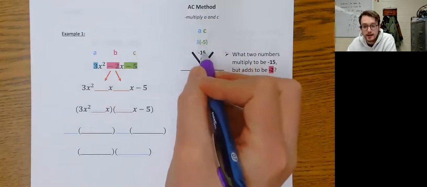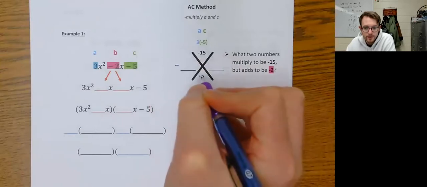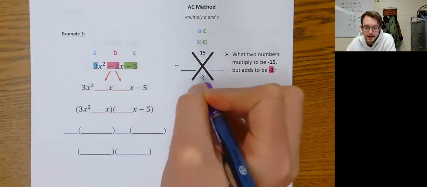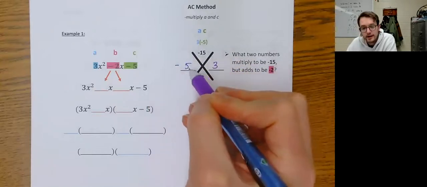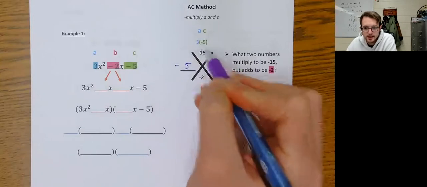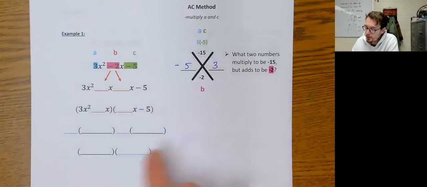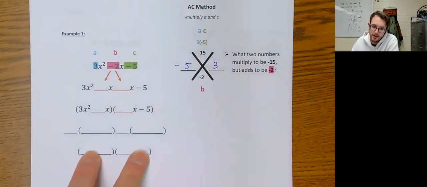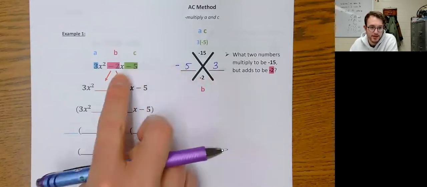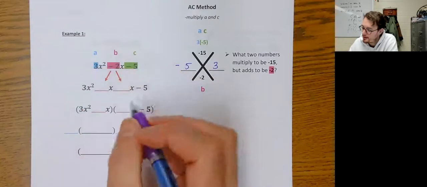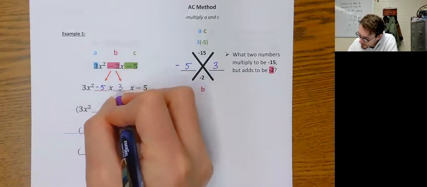So again, the product is negative, so one number is going to have to be negative. This is negative, so I'm going to want the bigger number to be negative. And I'm going to say we want -5 and +3. -5 times 3 is -15. -5 plus 3 is -2. Now, unlike before where we would just separate that into x minus 5 and x plus 3, we don't get to do that here. What we're doing is we're going to take these two numbers and separate out this -2x into -5x and a +3x.